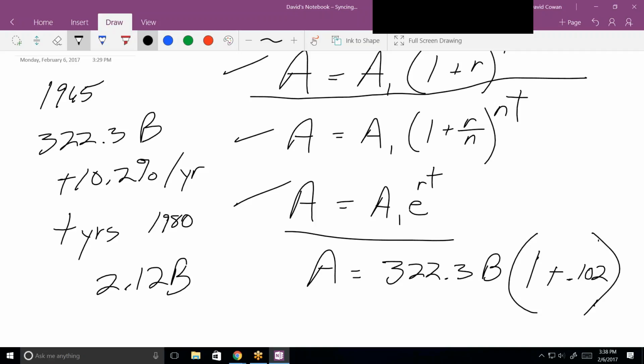Are you sure it's an increase? Because the last part of the problem you told me is when will the debt get to be 2.12 billion, which would indicate... Well, that's after you graph it.